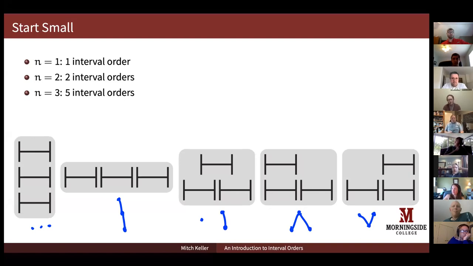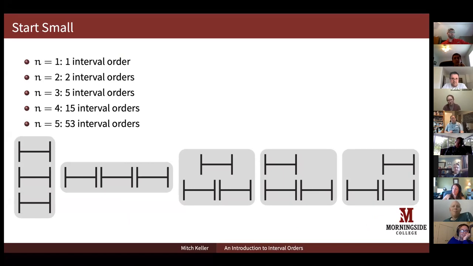Okay, we could keep drawing. Ugh. There's 15 of them for n equals 4. There's 53 of them for n equals 5. Well, this probably shouldn't be surprising because the semi-orders are all interval orders and they are counted by the Catalan numbers, where 2n choose n grows exponentially, right? That grows roughly like 4 to the n over root n or something like that. So, okay.